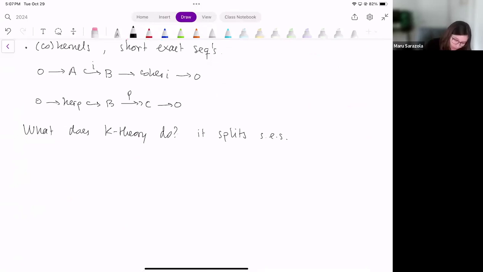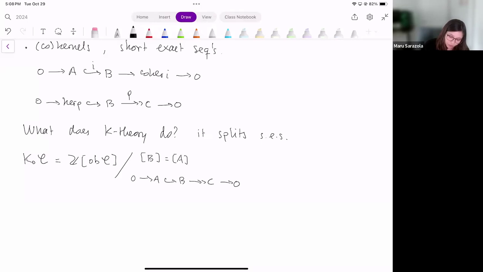by hand. So K0 of one of these inputs is always going to be the free abelian group generated by the objects of my category C. And now I'm going to mod out by a bunch of relations. And these relations are going to tell me that whenever I have a short exact sequence, then I'm going to impose the relation that the middle term is the sum of the other two terms.